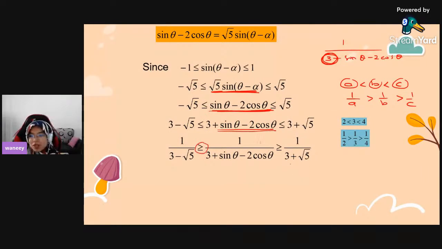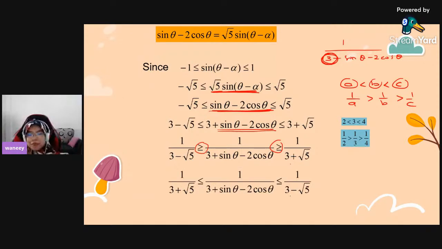But of course, this one doesn't make any sense. It cannot be like that, the symbol has to go the other way. So we cannot have this kind of symbol, and I have to rewrite them in this form. So 1 over 3 plus square root of 5 less than or equal to 1 over 3 plus sine theta minus 2 cos theta, less than or equal to 1 over 3 minus square root of 5. So that is what we want to prove. So proven, done. So we just need to modify until we get whatever we want to prove.